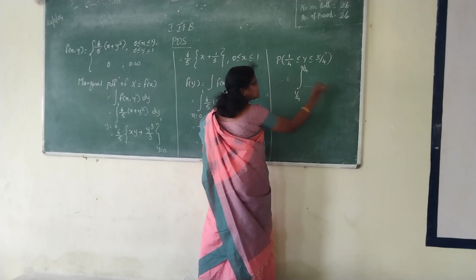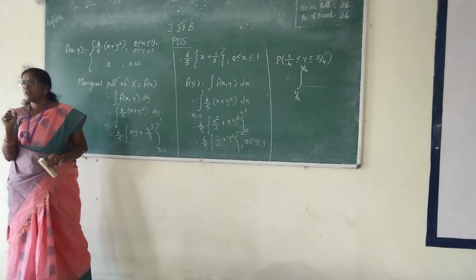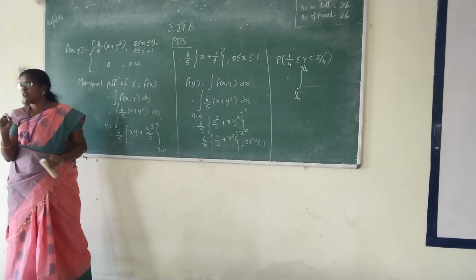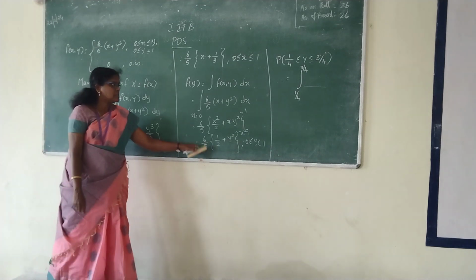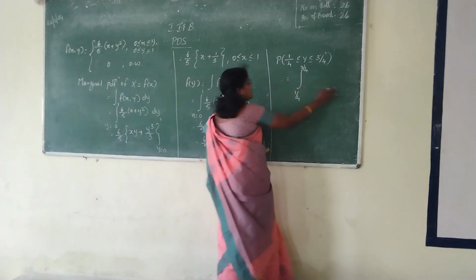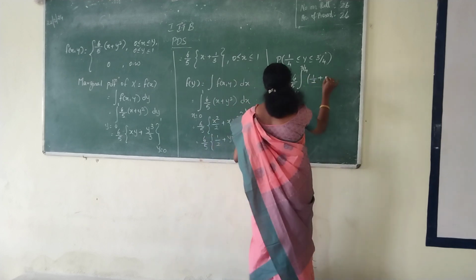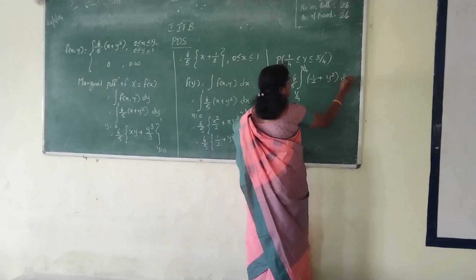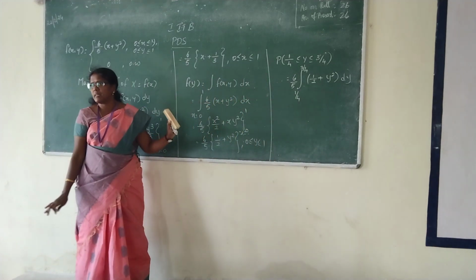Here which one are you going to substitute? F of y, because they are asked to find the probability value for y alone. So you are going to make use of f of y. So what is our f of y? 6 by 5 into 1 by 2 plus y square into dy. Okay, that's all. Just integrate and you will get the answer.